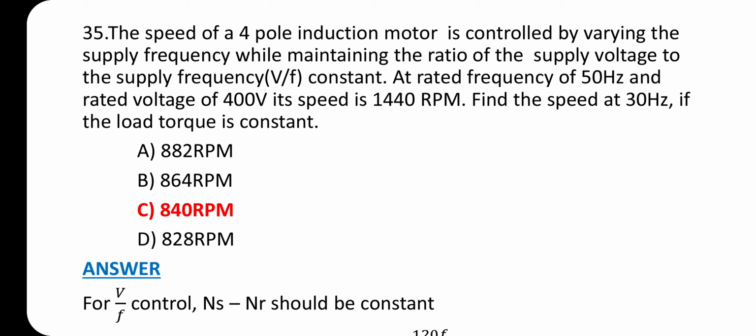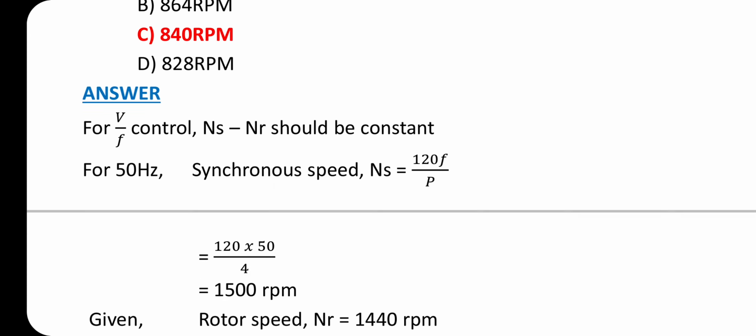At a rated frequency of 50 Hz and a rated voltage of 400 volt, its speed is 1440 rpm. Find the speed at 30 Hz if the load torque is constant. Answer is option C, 840 rpm. For V by F control, Ns minus Nr should be constant.